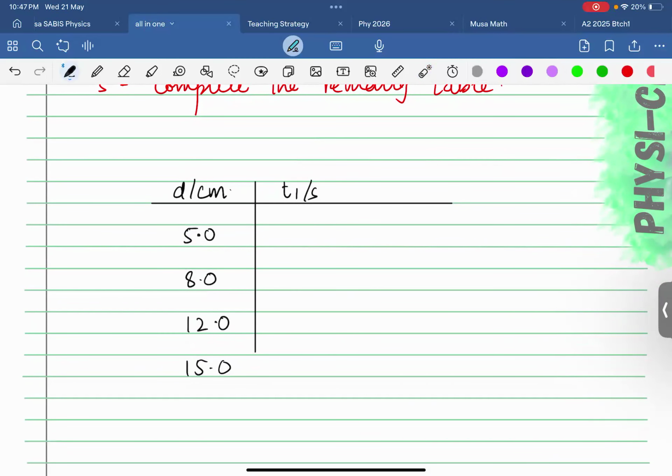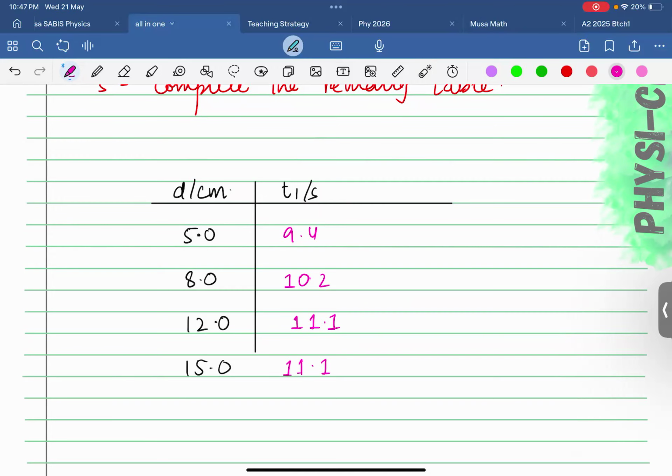Let's say you are getting the time values as 9.4, and then 10.2, and then 11.1, and then 11.9. Let's assume that I just performed the experiment. These are the time values I'm getting, okay.